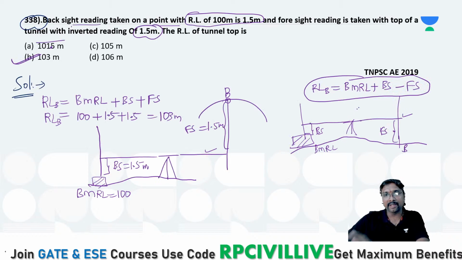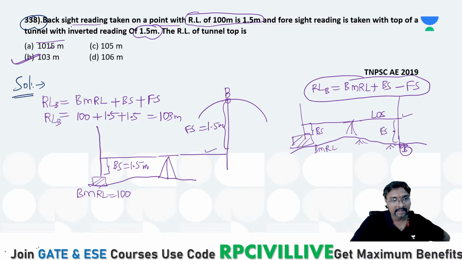Why minus? Why minus means, right? We want the reduced level of which one? We want the reduced level of this line of sight, or we want the reduced level of this ground point B? We wanted to get the reduced level of this ground point B. So benchmark reduced level plus backside, right? This is the benchmark reduced level we are having, your BMRL point. Benchmark reduced level plus backside will give which one? The reduced level of this line of sight or line of collimation, right?